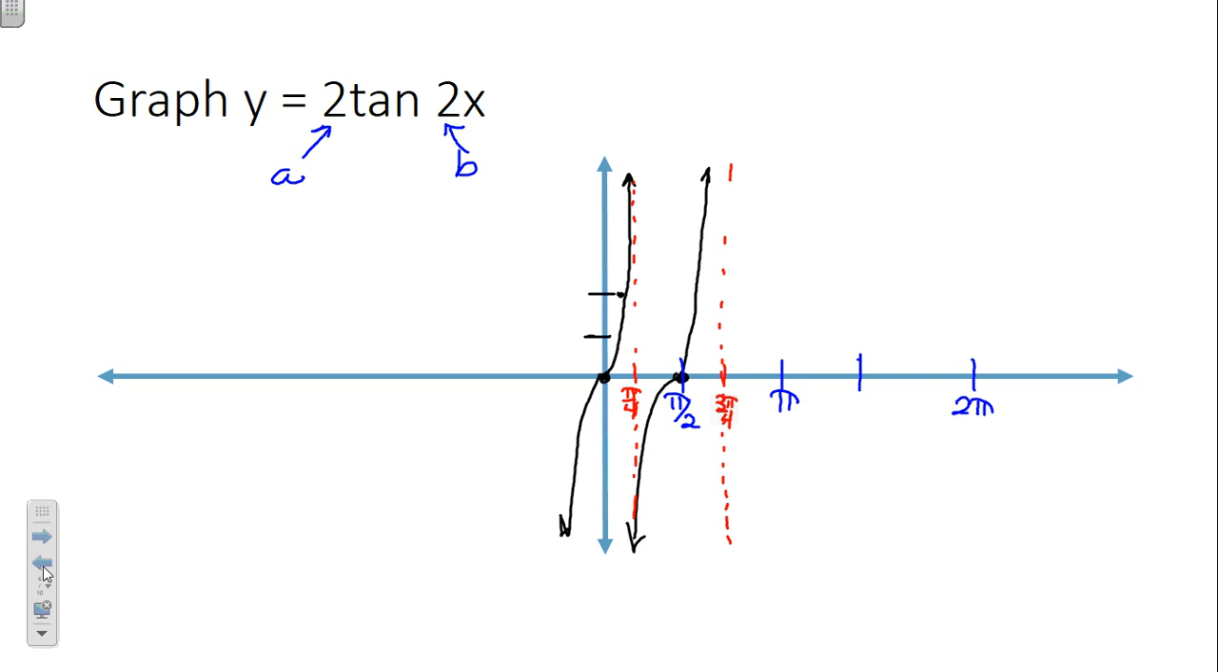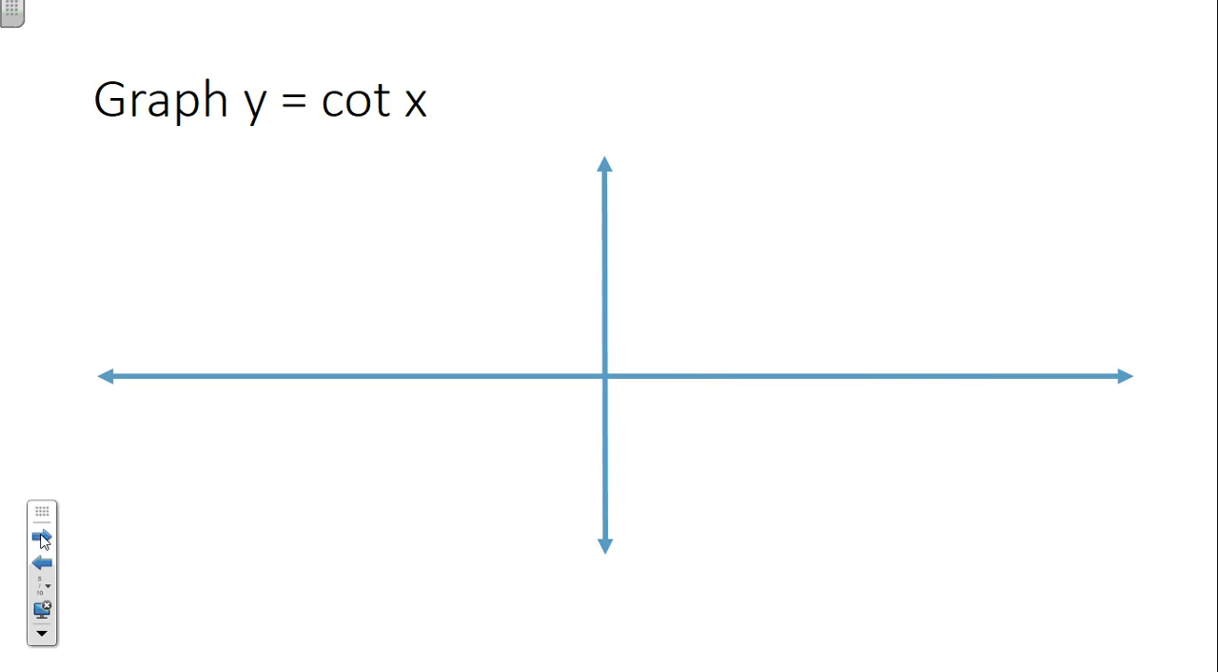Okay, next one. So let's play with cotangent now. Okay, so we said that tangent was undefined at pi over 2 and 3 pi over 2. So where is cotangent undefined? Pi and 2 pi and 0. Okay, so those are going to be our asymptotes now.